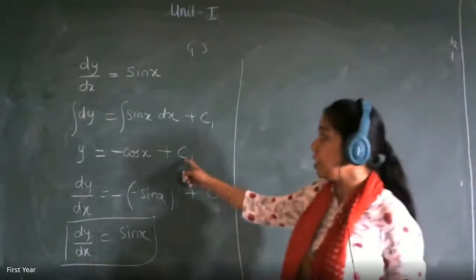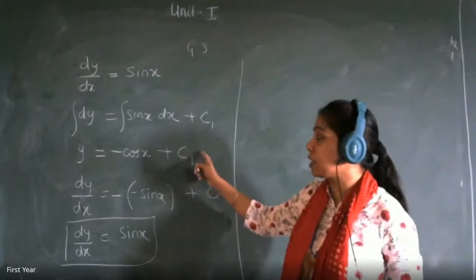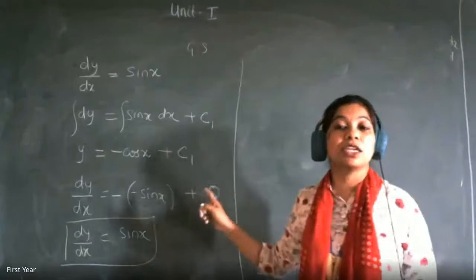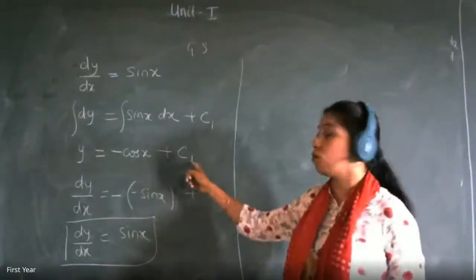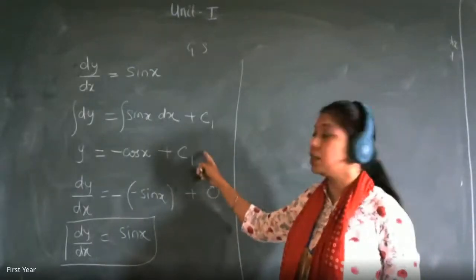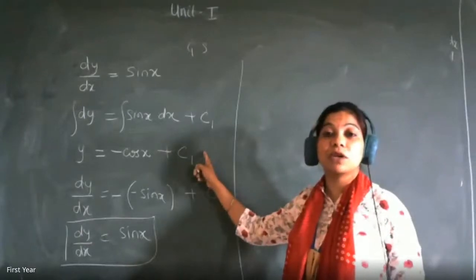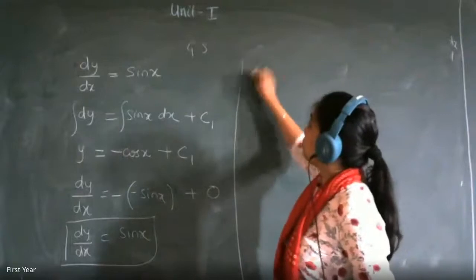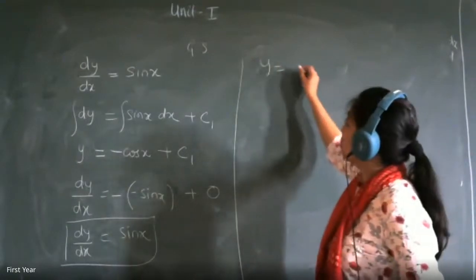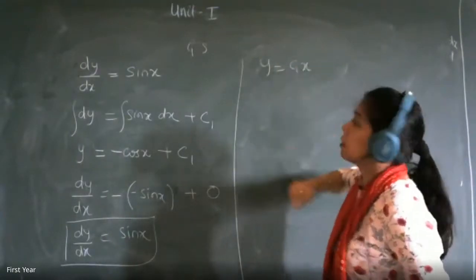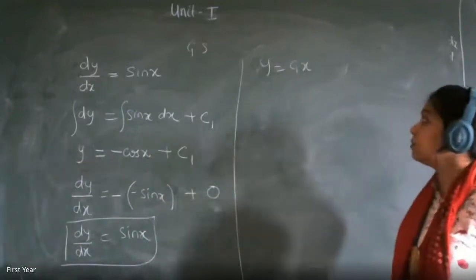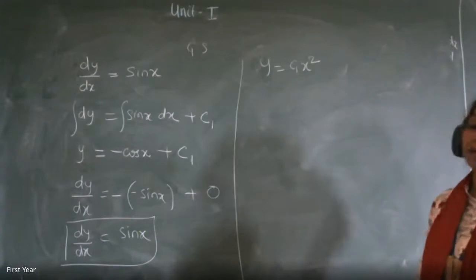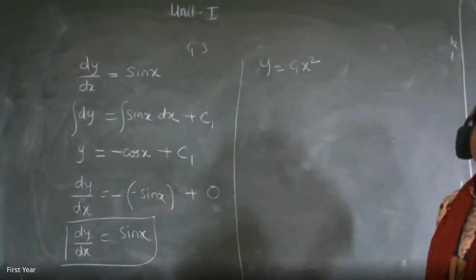If those constants are individual, standing alone, with no dependent variable or independent variable along with them, then the elimination is easy, isn't it? Because the derivative of the constant is 0. But if there is x along with that, then the elimination won't be straightforward. Can you see that? For example, if we have y is equal to c1 x squared, this is your solution.